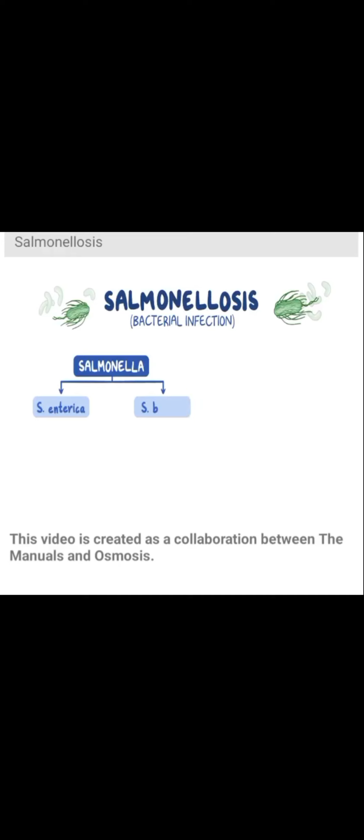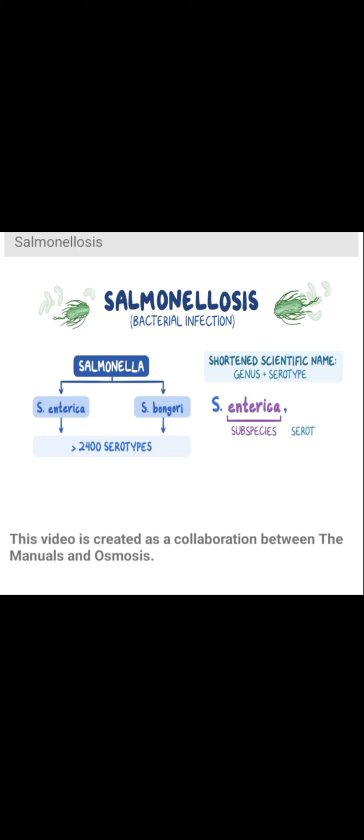Enterica, and S. bungori, and over 2,400 serotypes. Some of those serotypes are named. In such cases, people often shorten the scientific name to include only the genus and serotype. For example, S. enterica, subspecies Enterica, serotype typhi, is shortened to Salmonella typhi.